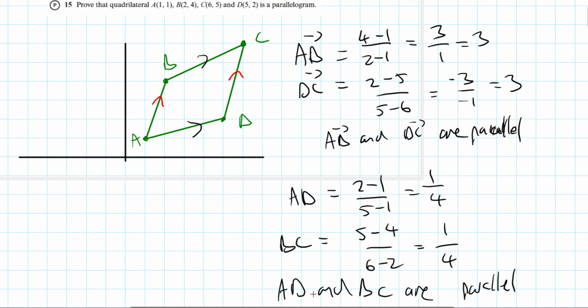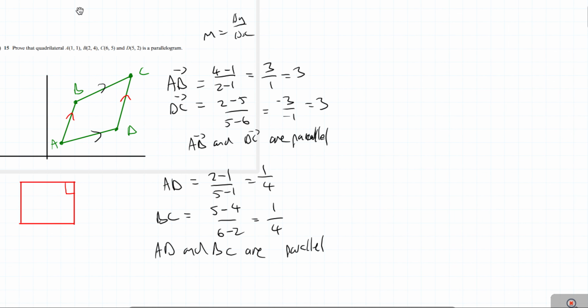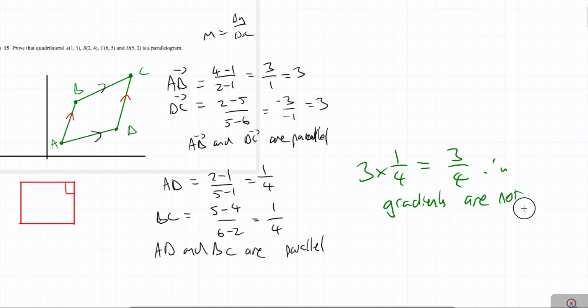However, that hasn't proven that it's a parallelogram. And the reason why is because if we look at another quadrilateral shape, for example, a square or a rectangle, they have an angle of 90 degrees between them. So here we need to test whether there is a right angle essentially. So we need to check if there are any perpendicular lines. And we can see here that obviously 3 and 3, they are parallel to each other. But the other one we have is 3 times a quarter. And 3 times a quarter is 3 over 4. So therefore the gradients are not perpendicular.